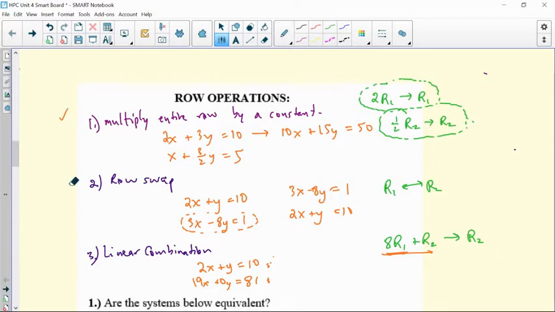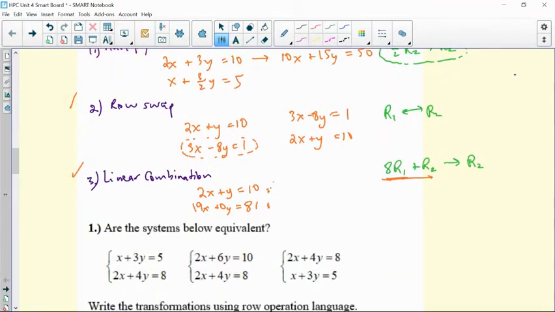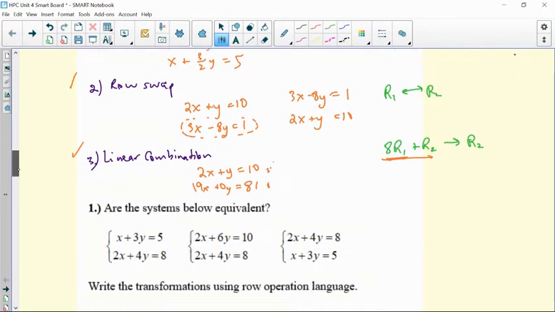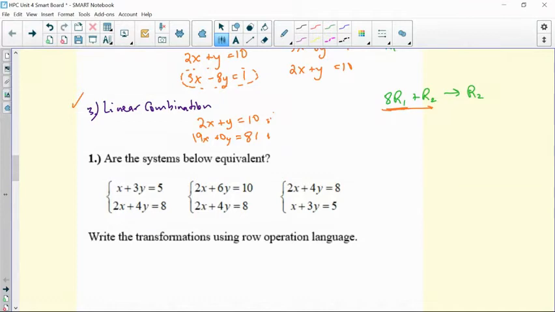So those are our 3 row operations, and we're going to come back to those and reference those, and that really is going to become the basis of how we're going to start solving these things very efficiently. Okay, so now again, this first example asks, are these systems equivalent?